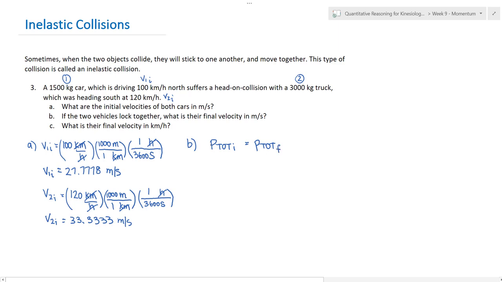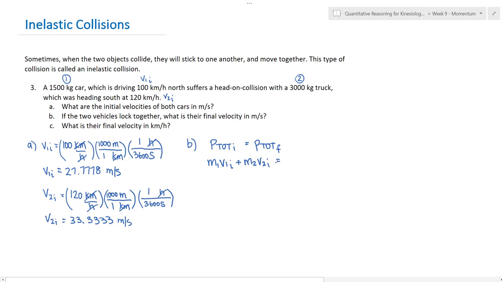So how many objects do we have before the collision? We have two objects. We have a car and we have a truck. And we're saying the car is object 1 and the truck is object 2. So we have M1 V1 initial plus M2 V2 initial equals.